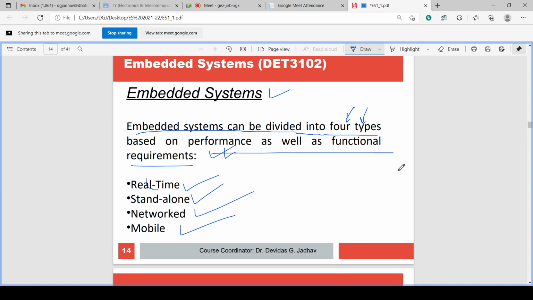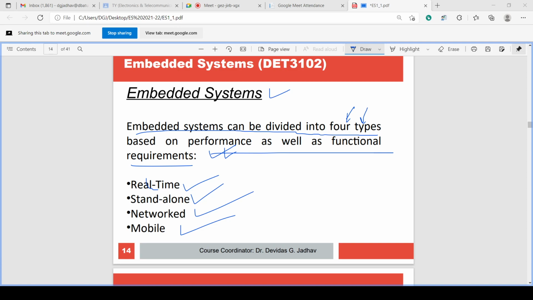A mobile device may be networked, a standalone device may be networked, a real-time device may be networked. A mobile device may be real-time, a standalone device may be real-time. Standalone does not maintain time, but mobile may maintain the time. So these are the four basic types of embedded systems. We have seen the real-time embedded system today. Standalone, network and mobile we will check afterwards.